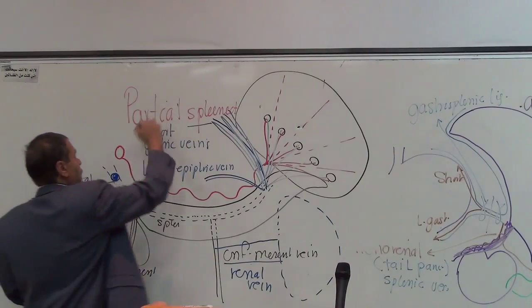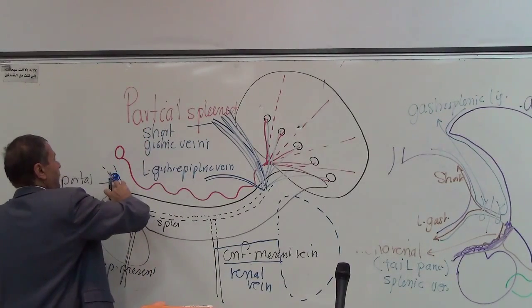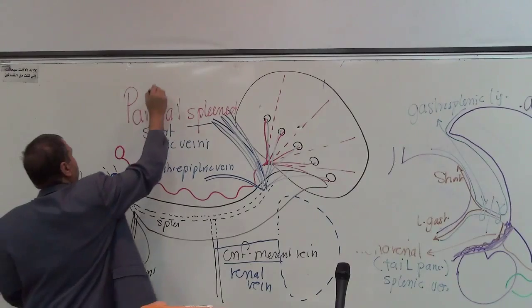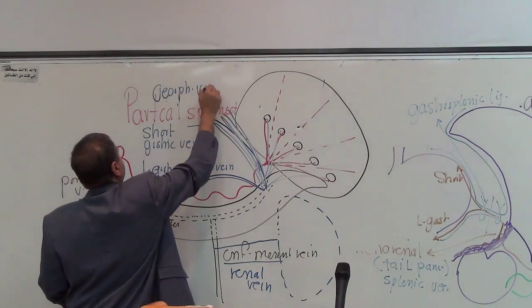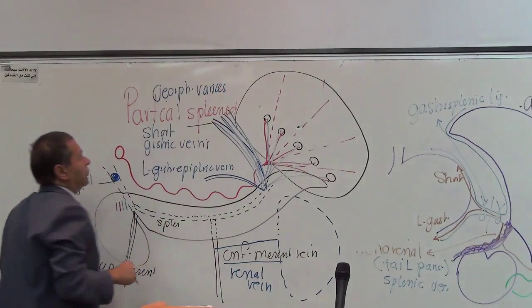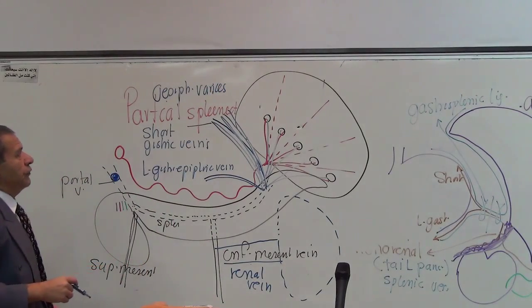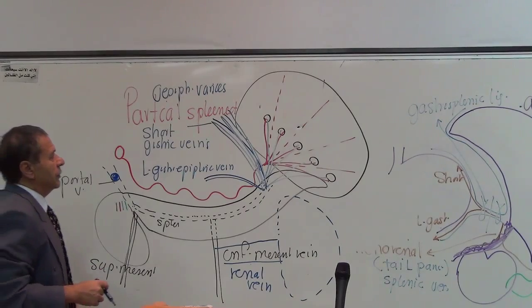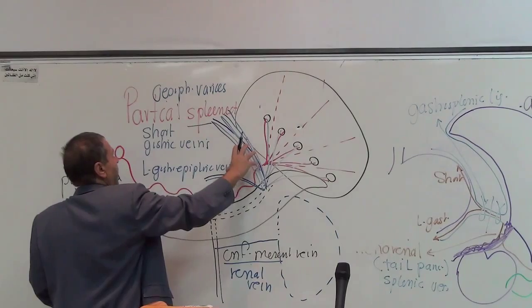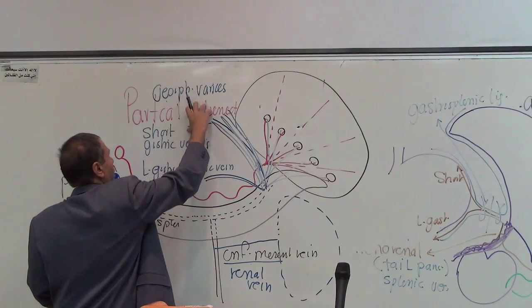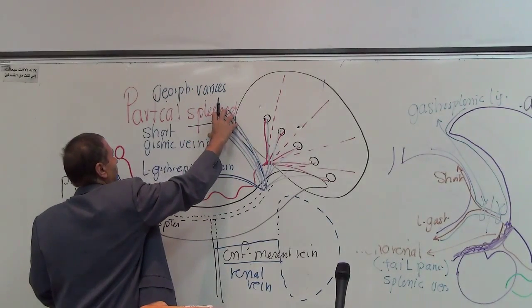Obstruction in this portal vein leads to esophageal varices. The reason: varicose tortuous veins at the lower end of the esophagus or upper end of the stomach. So this short gastric area drains the lower end of the esophagus and the fundus of the stomach.